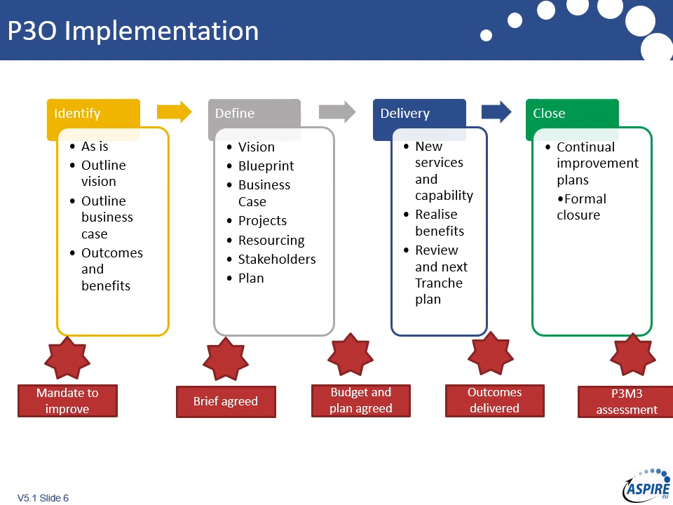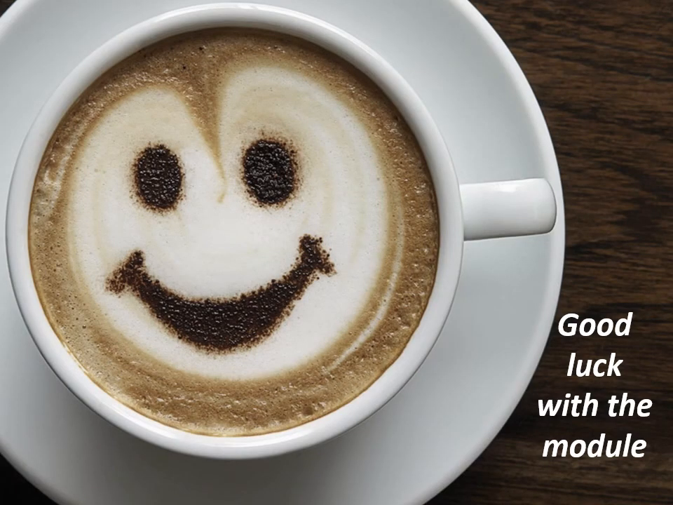And then finally, best thing you can do is have a P3M3 assessment to tell you where you are. After the first tranche, you might have gone from 1 to 2, and it might take a couple of goes to get yourselves into 3. Okay, so I hope that really helped set out the.